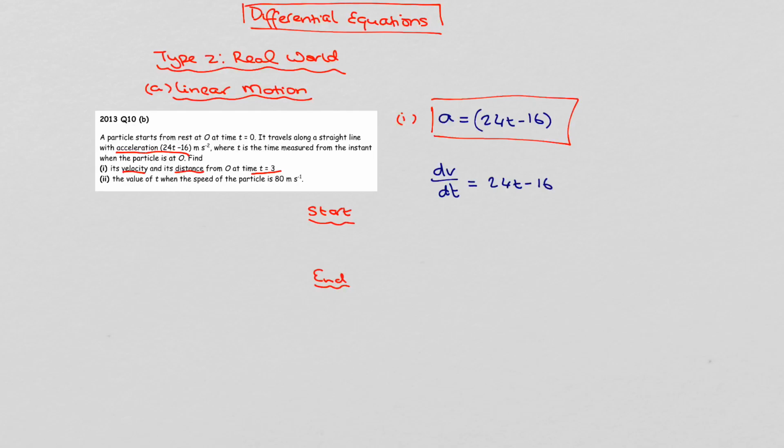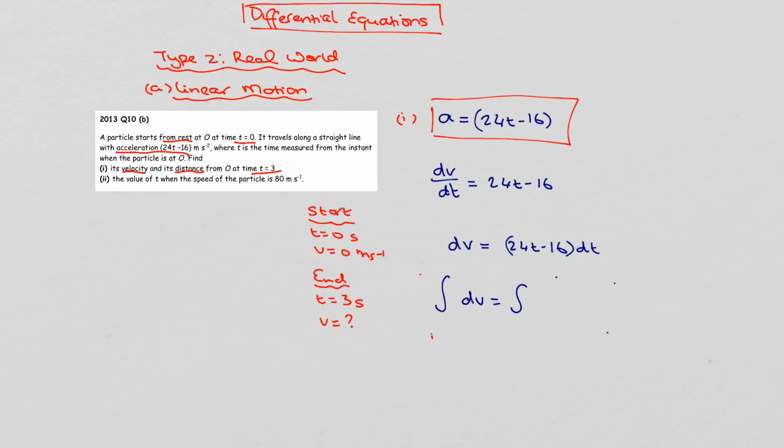Well, at the start, we can see that the velocity and the time is 0 because it is starting from rest. So t is equal to 0 and v is equal to 0. Units are given, so we'll use them. And at the end, we're looking for its velocity when the time is equal to 3. So if we take this equation, we're going to rearrange so that we get velocity on the left and our time on the right. And then we'll put in our limits.